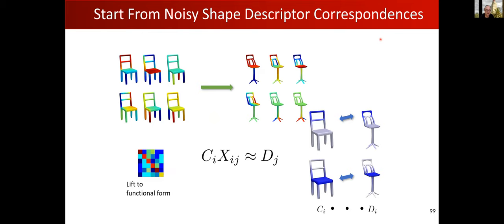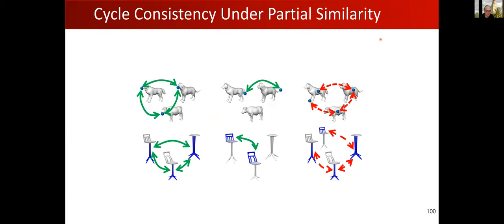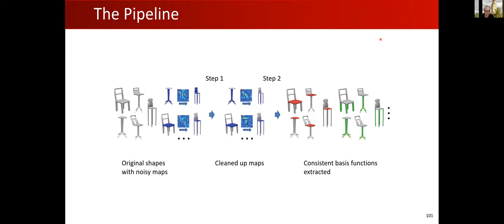Again, we optimize for cycle consistency, being aware that now not every cycle can be fully consistent because not every object has all the same parts. And then we essentially use this cleanup step I will explain to make the maps consistent, to synchronize them. And from that, we extract consistent basis functions across the chairs and the tables, these objects. Here, the optimization is like this. Again, I'll be very brief.